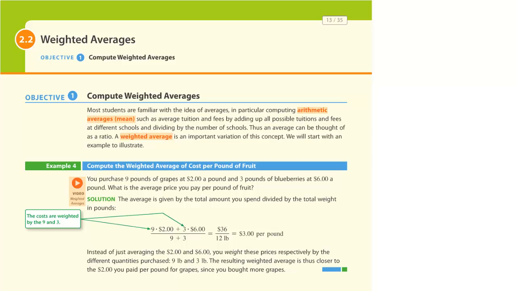So in this exact example here, you purchase 9 pounds of grapes that are $2 a pound, and then 3 pounds of blueberries that are $6 a pound, and you want to know the average price you paid for all of your fruit. Because you have two different quantities of these two different fruits, you can't just average 2 and 6. You have to do 2 times 9, and then 6 times 3, because of the 9 pounds and 3 pounds. Take that and divide by the total number of pounds, 12, and that gives you $3 per pound.